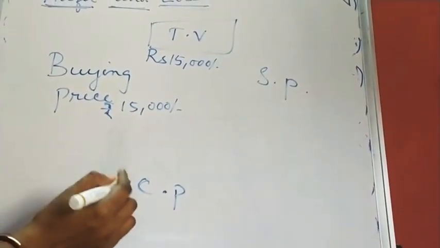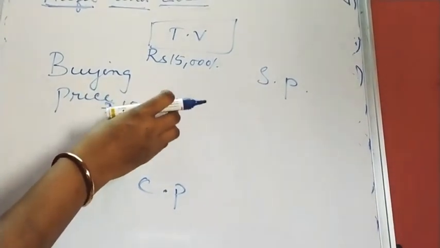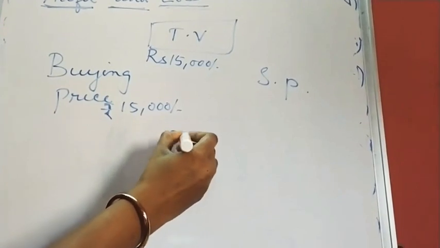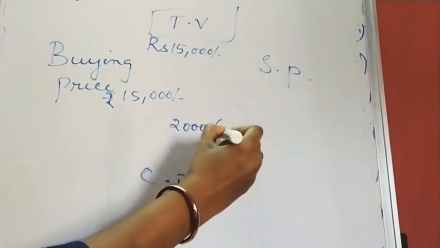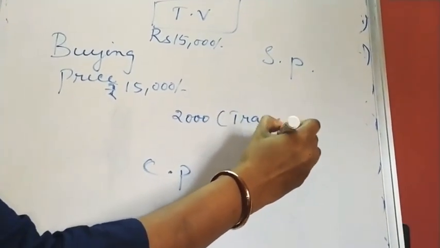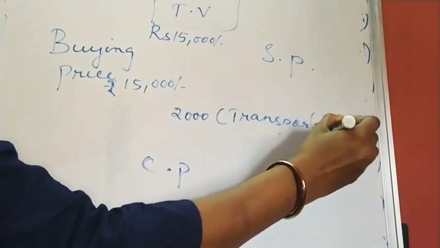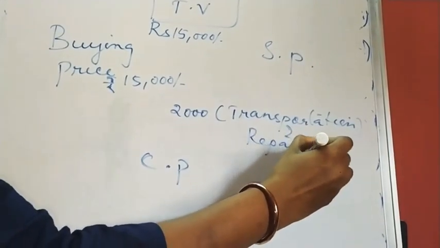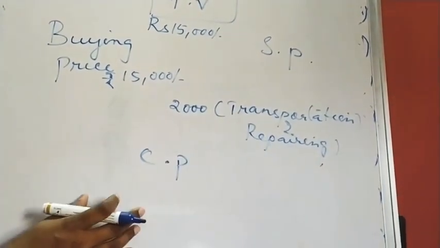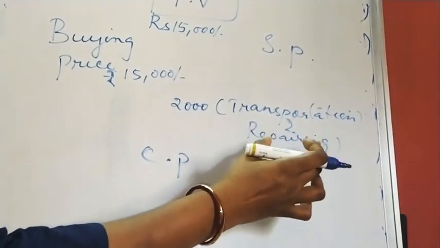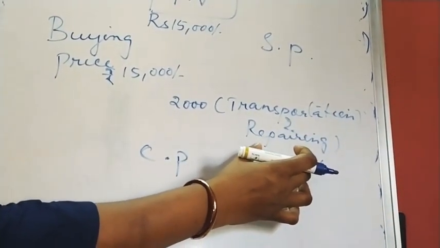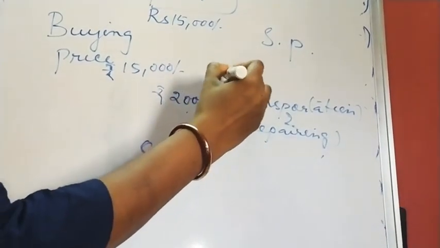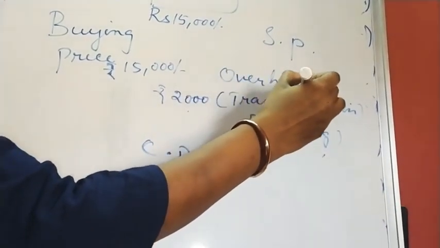And for the repairing and the transportation, he needs to spend about 2,000 on the transportation and repairing, etc. The transportation and the repairing charges, which is rupees 2,000 for example, are called the overhead charges.